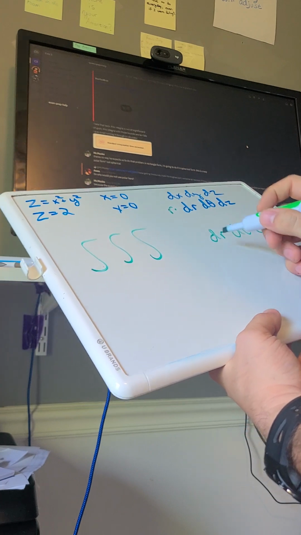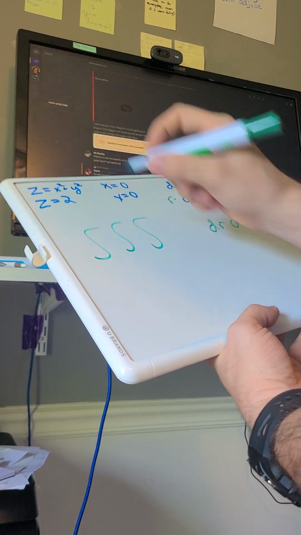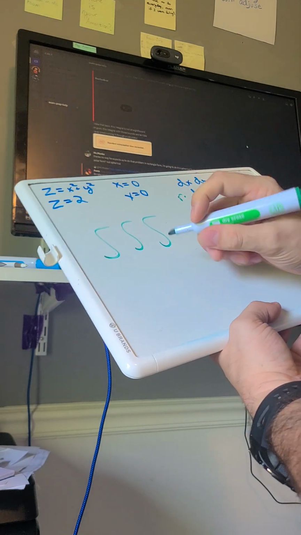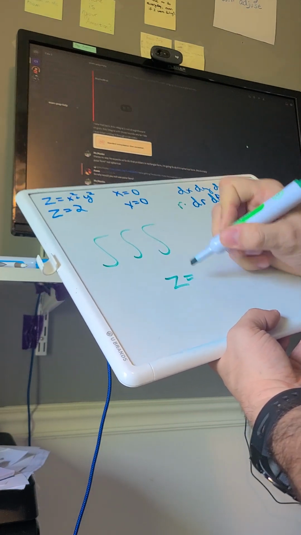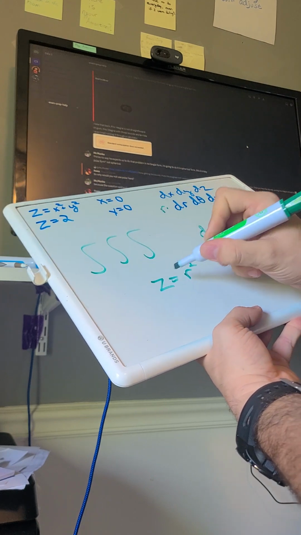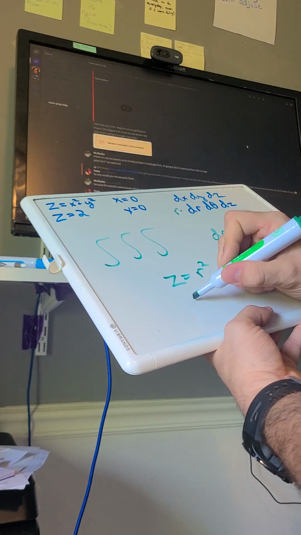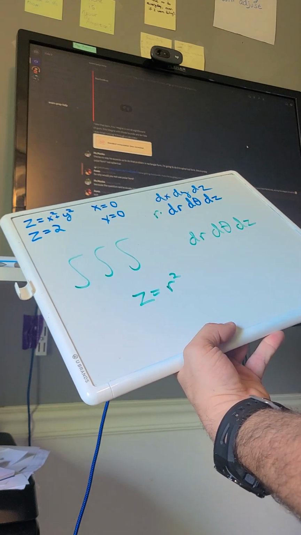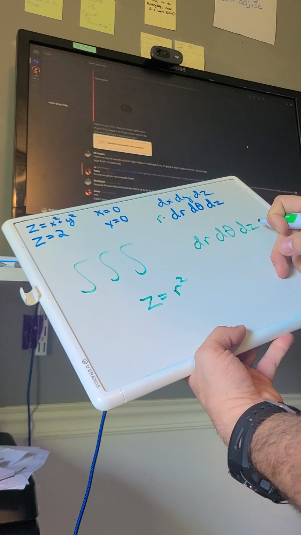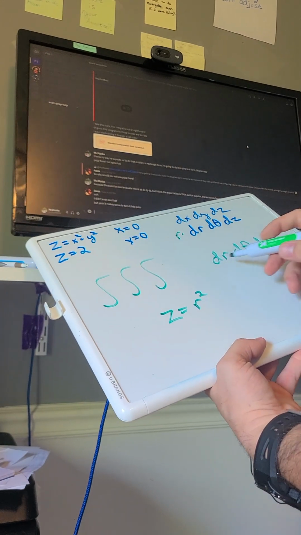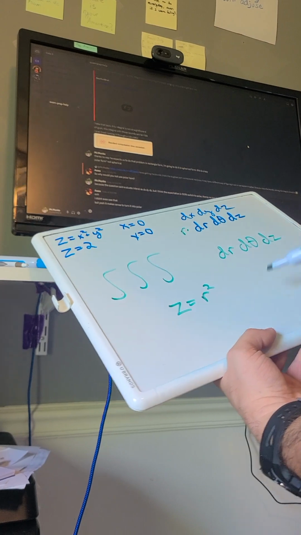Start with dr. Convert this equation to r. So we all know that x squared plus y squared equals r squared, right? So z equals r squared. And remember, this antiderivative is going to be a function of theta and dz. Usually theta is something that we're not concerned about and ends up being a function of dz.